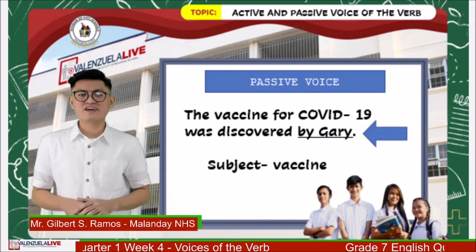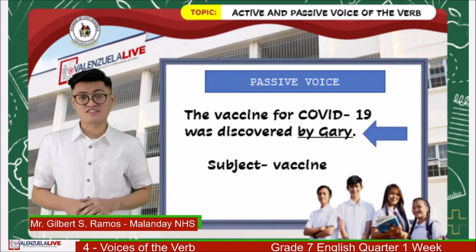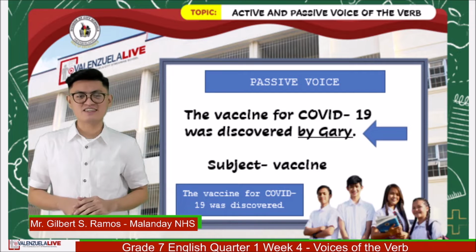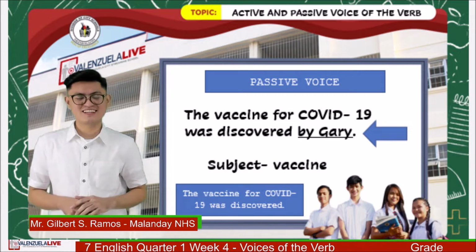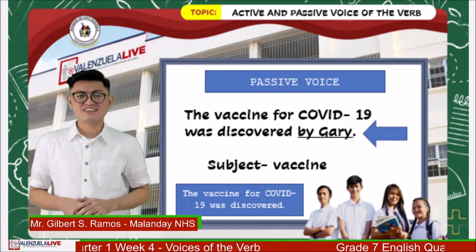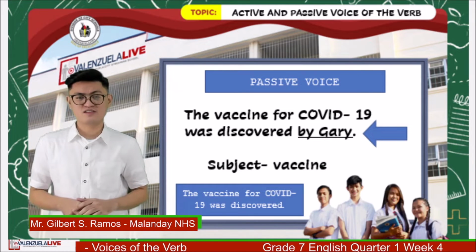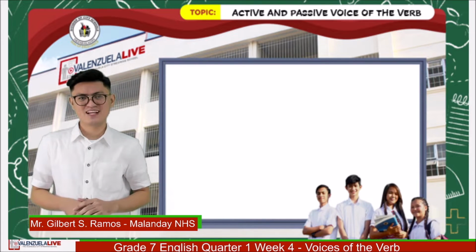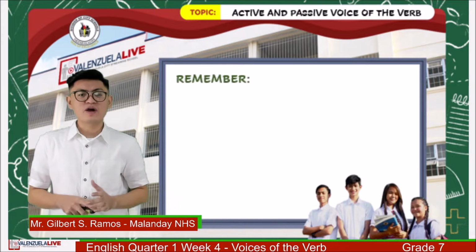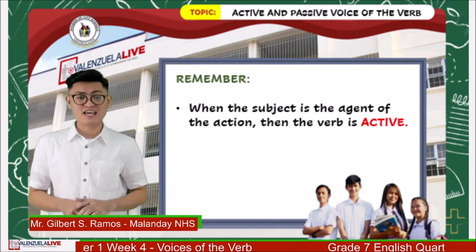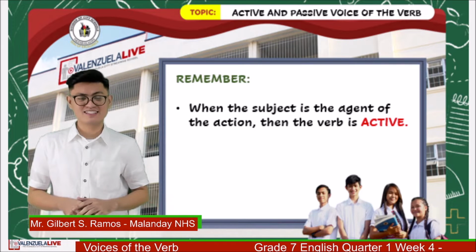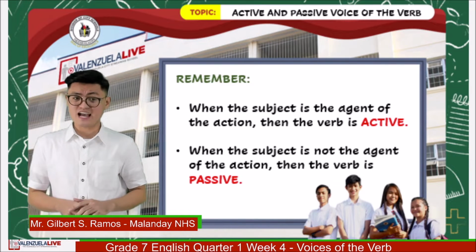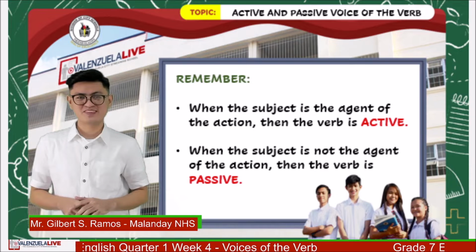Sometimes, the by phrase is imaginary. Sentence number 2 can be written like this. The vaccine for COVID-19 was discovered. Still, the sentence is in passive voice, only that the actor is not indicated. So, remember, when the subject is the agent of the action, then the verb is active. And when the subject is not the agent of the action, then the verb is passive.